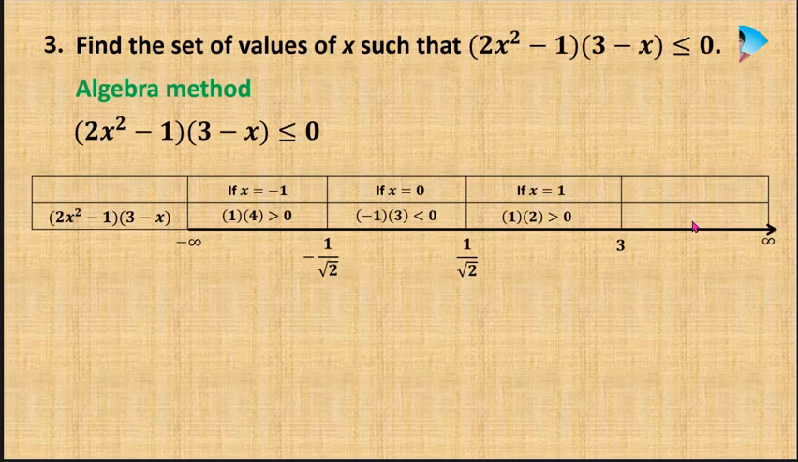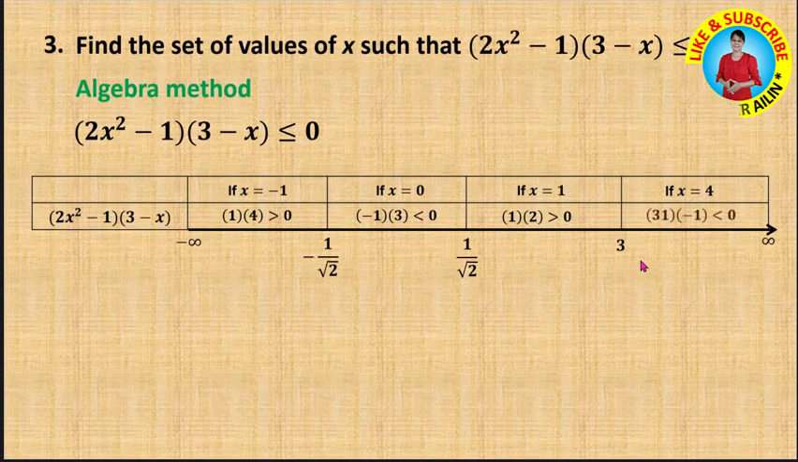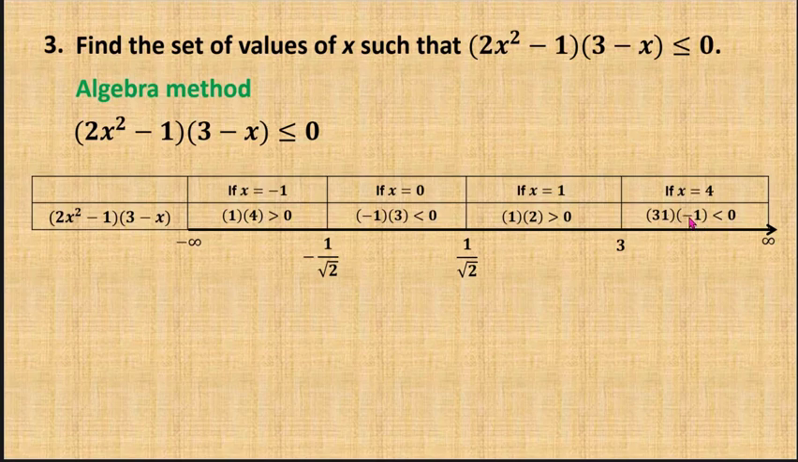Then the last region, I choose x equals 4. When x is 4, 2x power 2 minus 1 is 31 and 3 minus x is negative 1. So, overall, it is a negative value which is less than 0. So, the polynomial is less than 0 in this region.